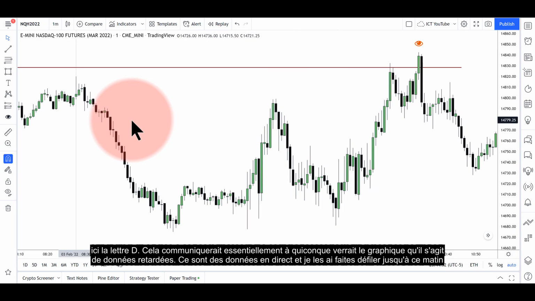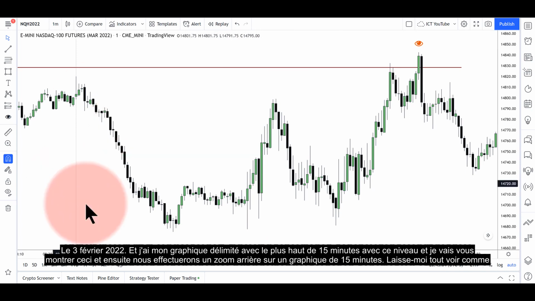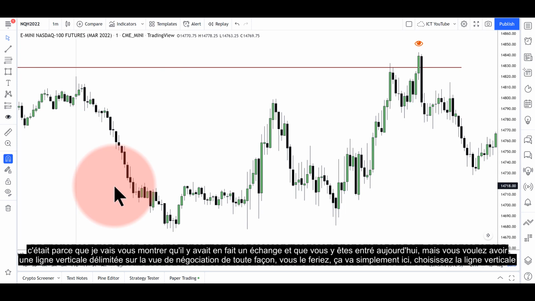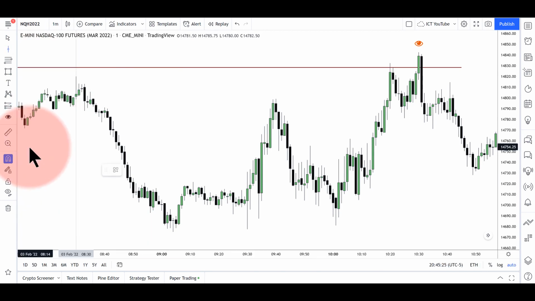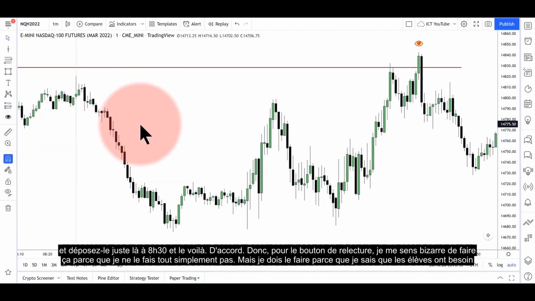And that would basically communicate to anyone that would see the chart that it's delayed data. This is live data, and I have it scrolled to this morning for February 3rd, 2022. I have my chart delineated with the 15-minute high with that level. I'll show you this, and then we'll zoom back out to a 15-minute chart. You can see everything as it was, because there was actually a trade entered on this today. You want to have a vertical line delineated on TradingView. The way you would do that is simply go in here, pick the vertical line, and drop it right there at 8:30, and there it is.